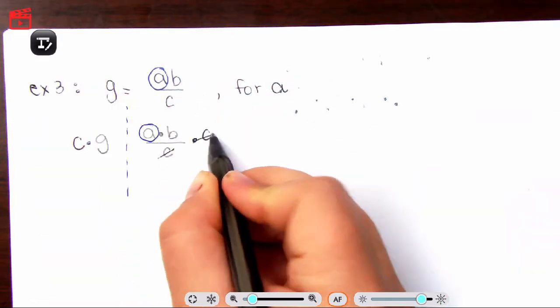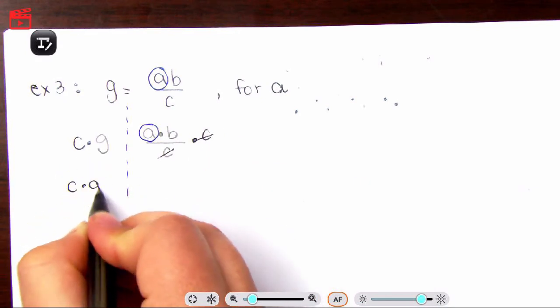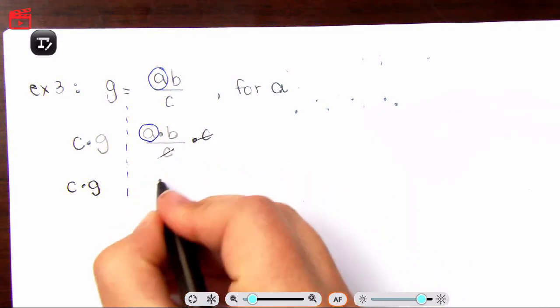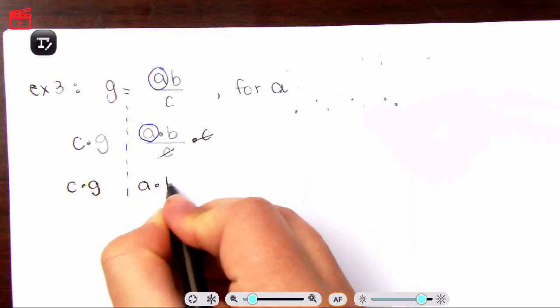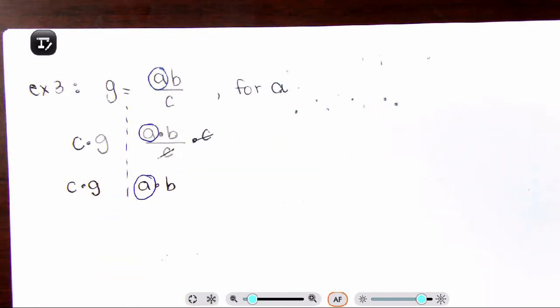C is crossed out. Again, what do I have on this side? I have c times g. We just read it. We don't simplify. I mean, we do simplify if we can, but because these are just letters, we can't simplify. Okay, what do I have left over? I have a times b left over. What do we want to keep? We want to keep a. That is what we are solving for.